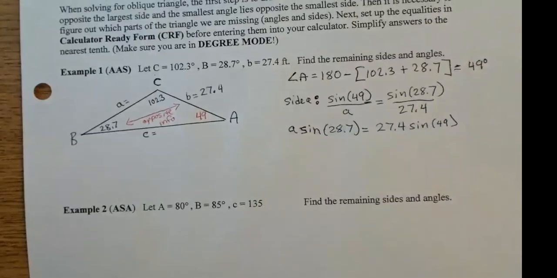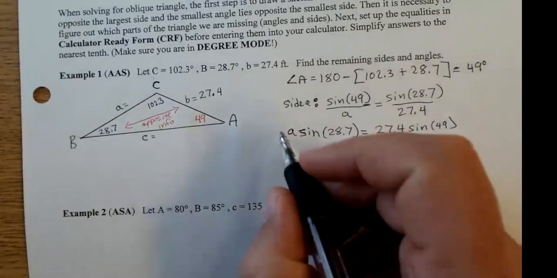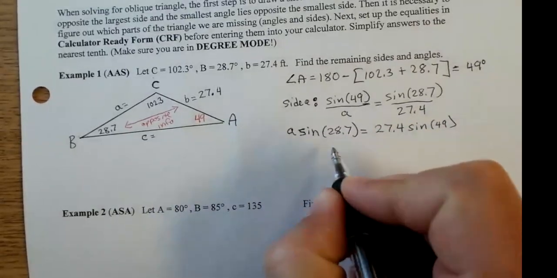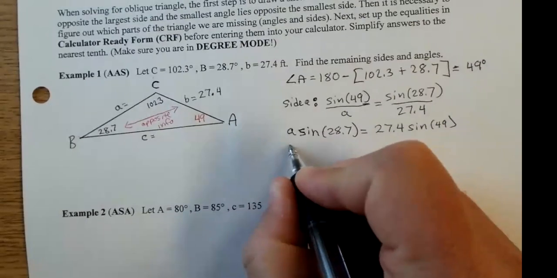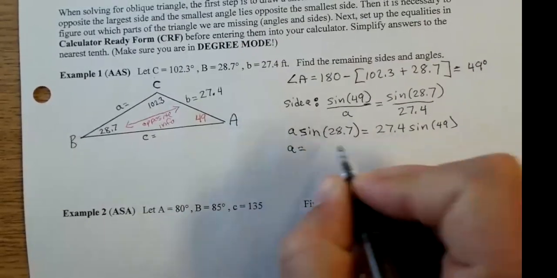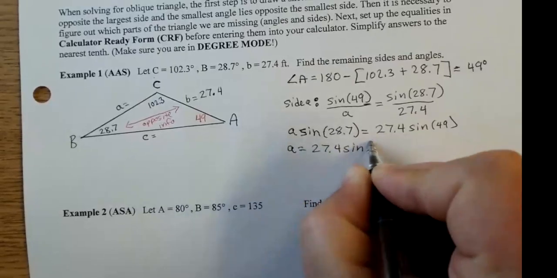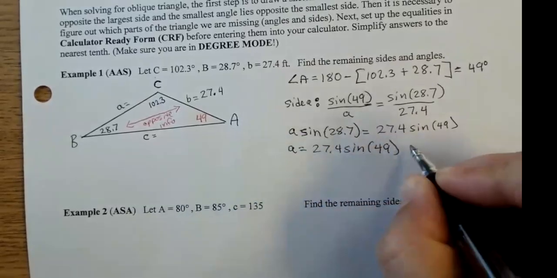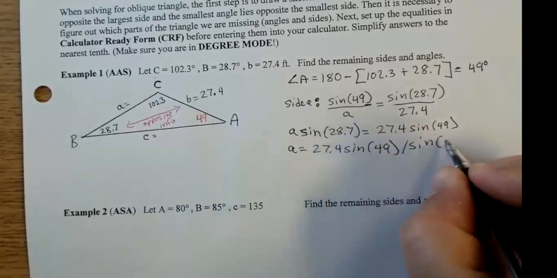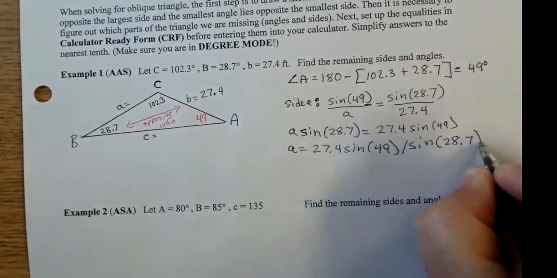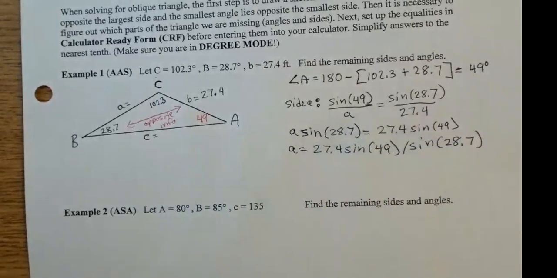Okay, and then to get the A by itself, I'm going to divide both sides by sine of 28.7. So we can say A equals this right-hand side here, 27.4 sine of 49 divided by sine of 28.7. Okay, and all we have to do is type that into the calculator, and the calculator will tell us the answer.